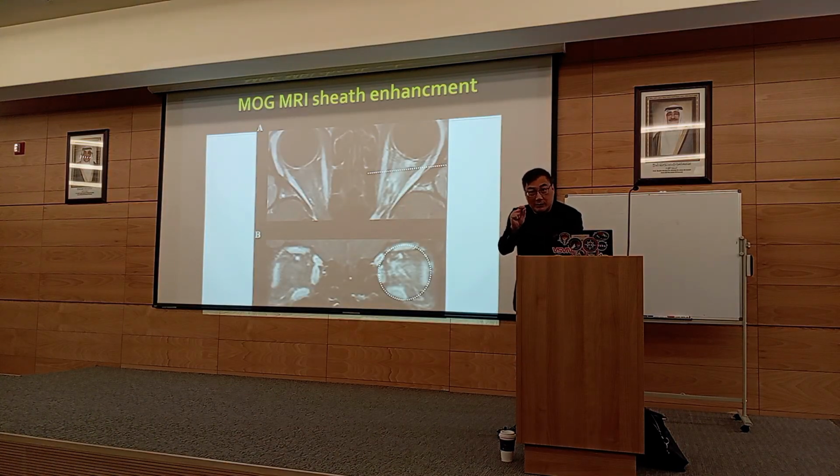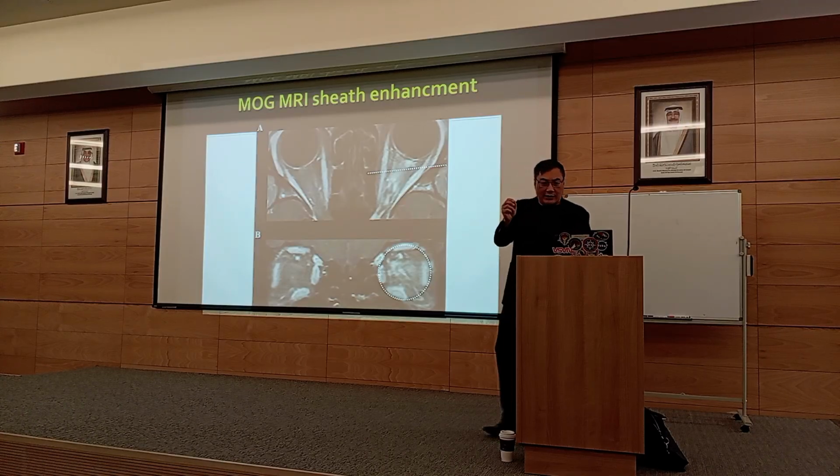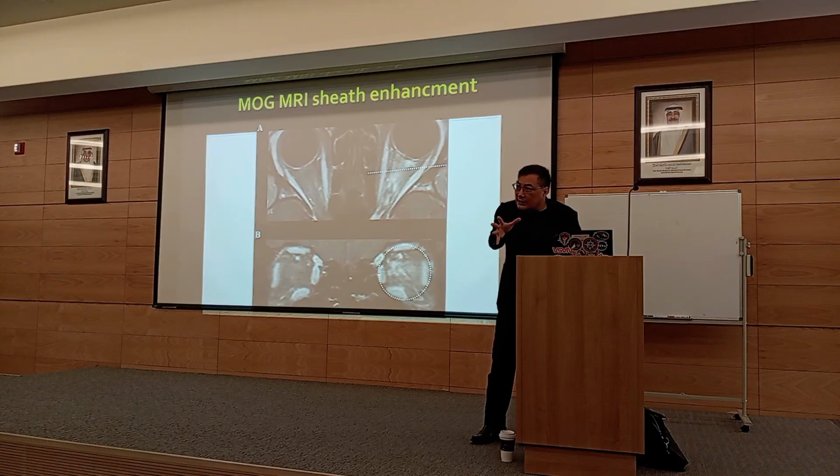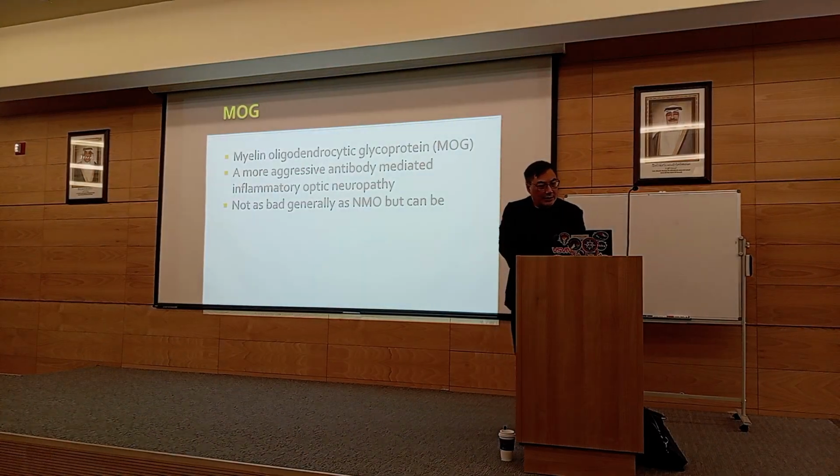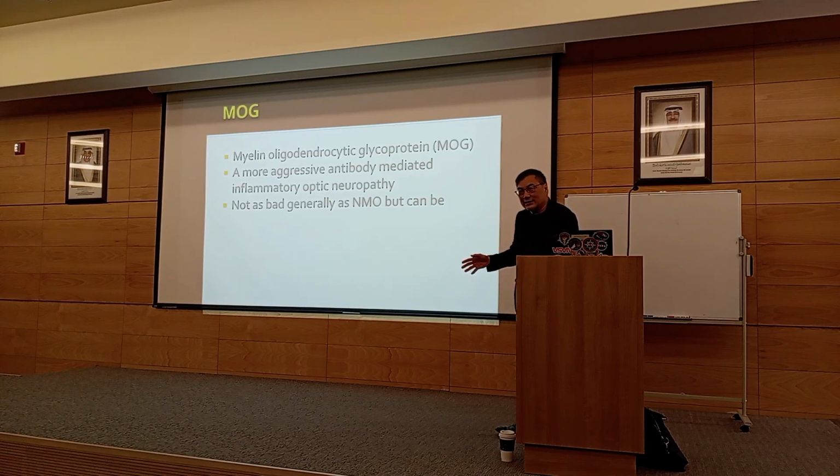This one's the MOG. Remember the sheath enhancement? MOG, myelin oligodendrocytic glycoprotein. So you need to know that if it's outside of the nerve and in the sheath, that's the one that's MOG. MOG is bad, but it's not ugly like NMOSD. It's more aggressive. It's not as bad as NMO, but it's worse than MS.